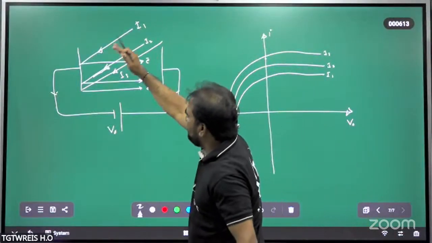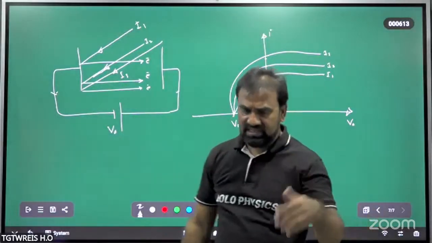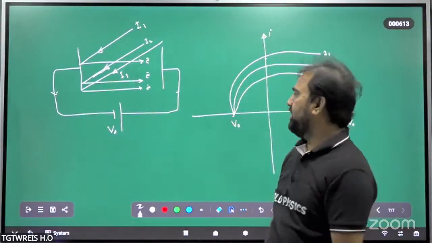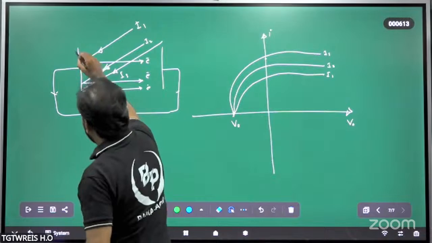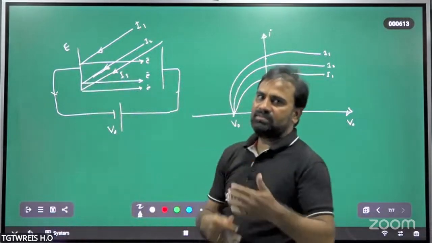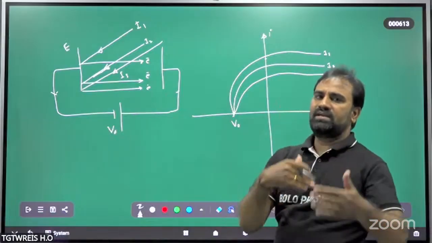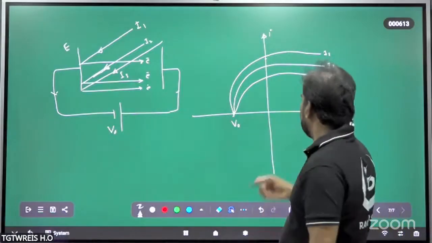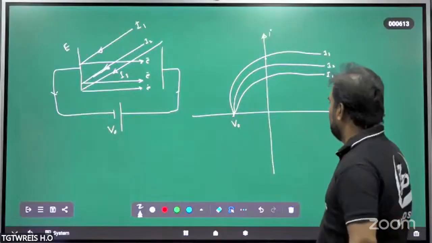If the intensity of the light is increased, that means different intensities of light are incident on the emitter. This is nothing but the emitter. They would emit different currents, so those currents also gradually increase like this.